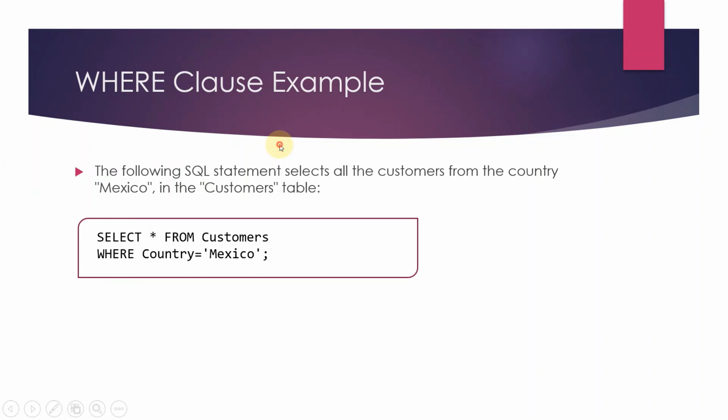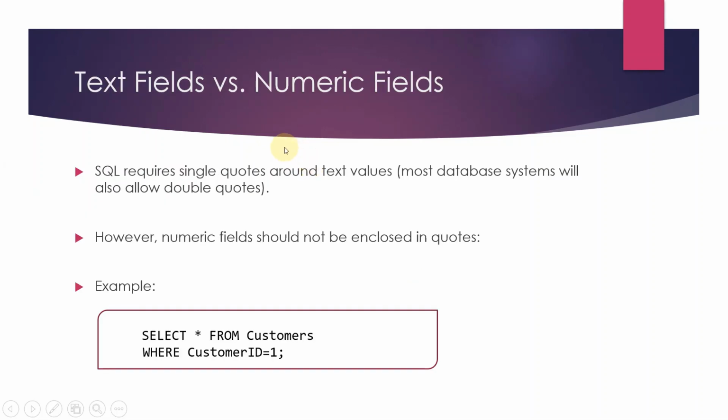Okay. So next, text fields versus numeric fields. SQL requires single quotes around text values. Most database systems will also allow double quotes, but in Microsoft Access, we will be using single quotes. However, numeric fields should not be enclosed in quotes. Example: select asterisk from customers where customer ID equals 1. So again, let's go back to Access.